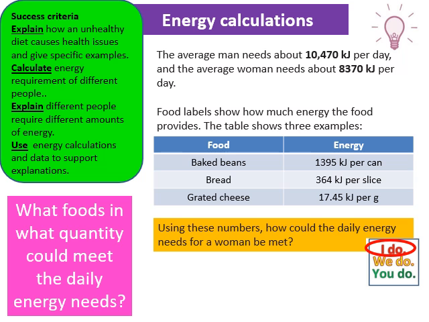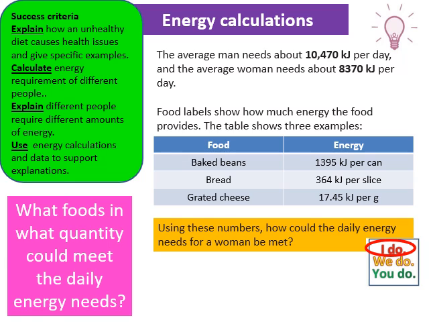The final part of this half of our unhealthy diet lesson is going to be focusing on energy calculations. So the average man needs around 10,470 kilojoules per day, and the average woman needs around 8,370. Food labels will tell us how much energy a food will provide us. So I've given you a couple of examples.